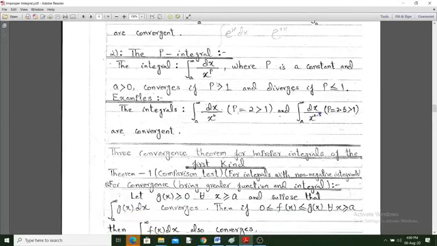Let's see these examples. If you compare these two examples, we get p equal to 2, and 2 is greater than 1, which means this integral is convergent from the p integral. And you see if you compare this integral to the p integral, we get p equal to 2.5, which is greater than 1, and this means this integral is convergent.